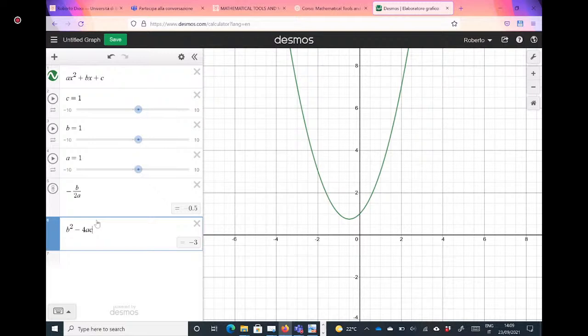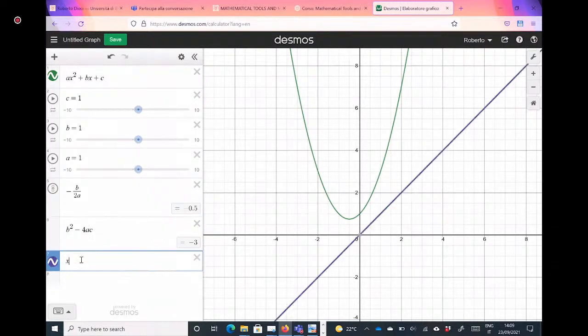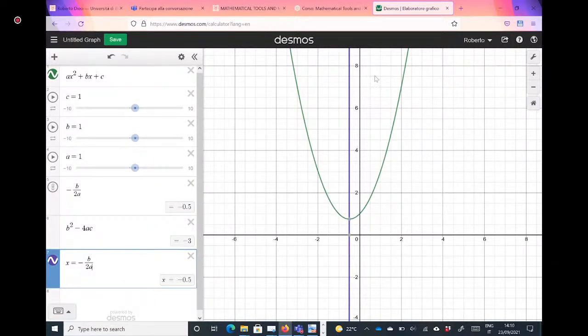What about the equation of the symmetry axis? The symmetry axis is a vertical line, so it has an equation of the type x equal to something, okay? So if I write here x equal to minus b over 2a, which is the same abscissa as the vertex, because the vertex belongs to the symmetry axis, of course. So minus b over 2a, I see this vertical straight line, which is the symmetry axis for the parabola.